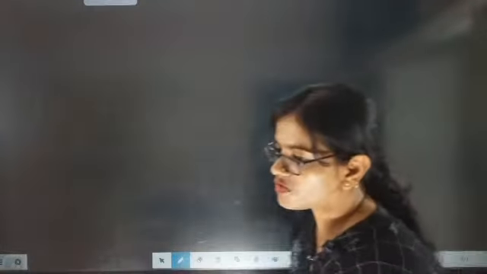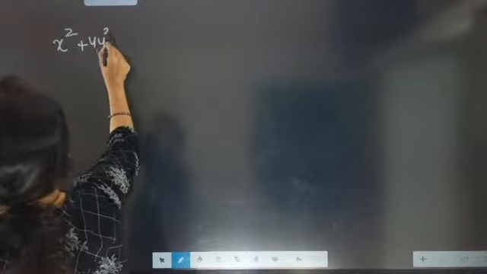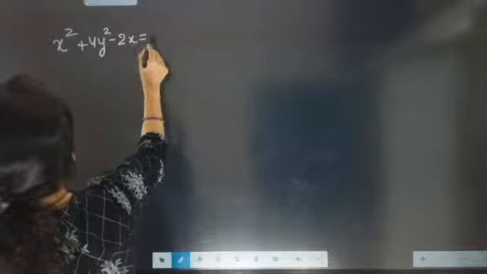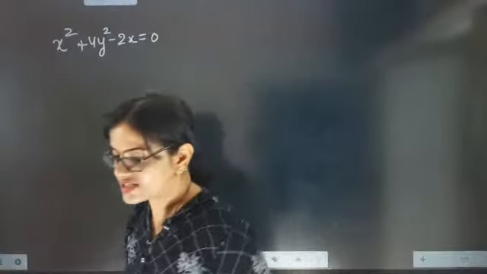Now I am going to solve another question. Prince, I am going to discuss this one more time. Just see how I am solving the next question, beta. The question is x square plus 4y square minus 2x equal to 0. This question is very important for your final examination.